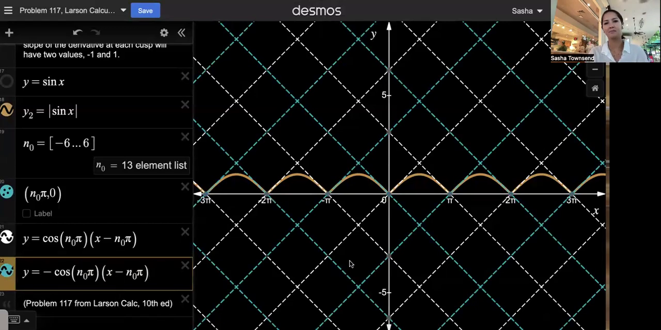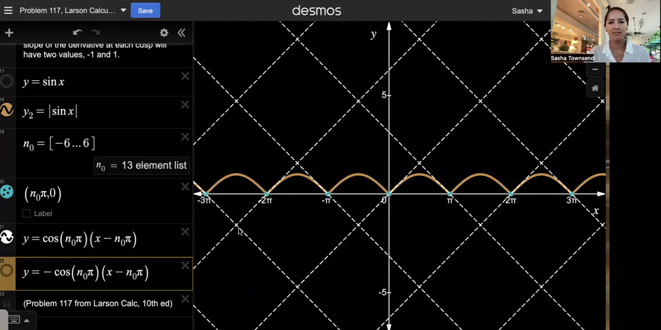Now, cosine of n naught times pi, or cosine of pi times n, where n is an integer, just oscillates. When n is 0, we get cosine of 0, which is 1. When n is 1, we get cosine of pi, which is -1. So it goes 1, -1, 1, -1, 1, -1. And so when I graphed this one, it was giving me a slope of 1 at 0, a slope of -1 at pi, a slope of 1 at 2 pi, a slope of -1 at 3 pi, but it was missing these slopes in the other direction.